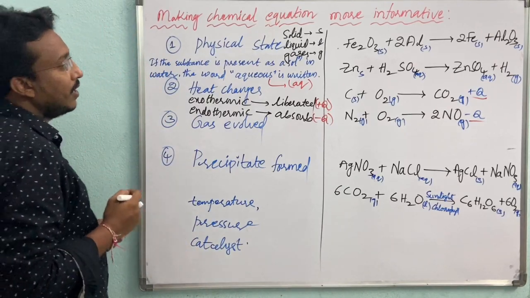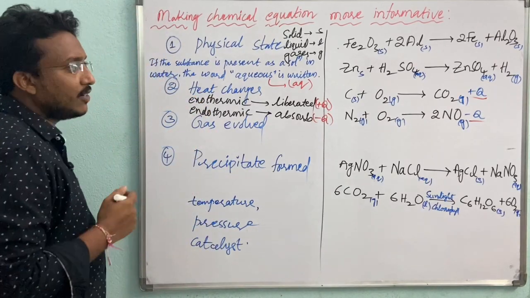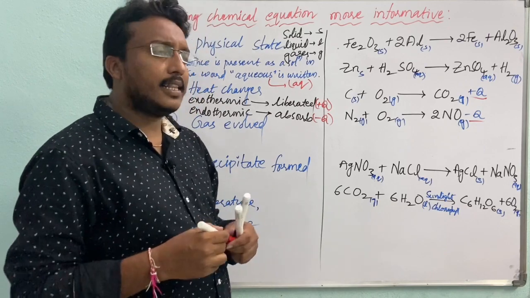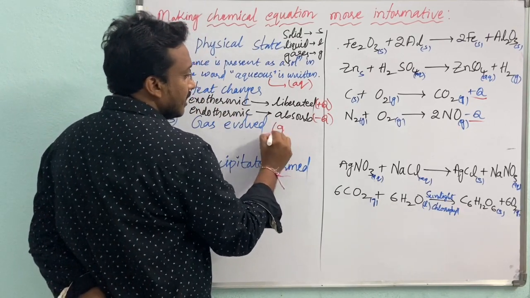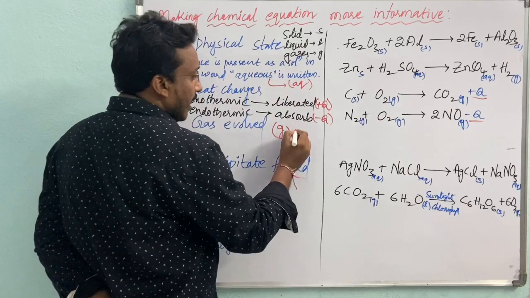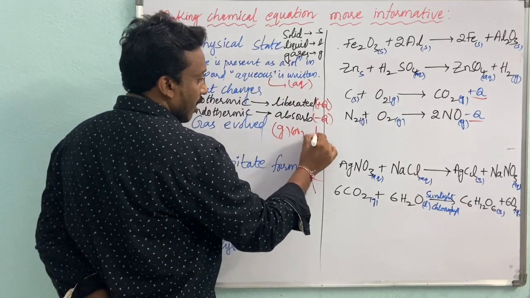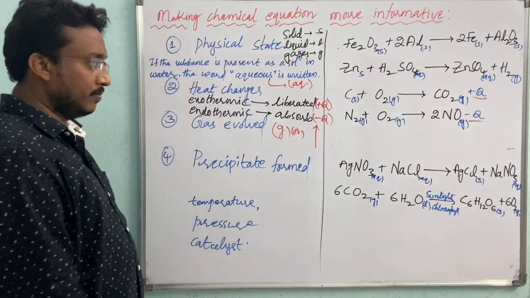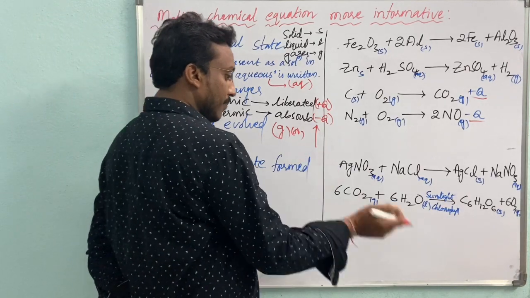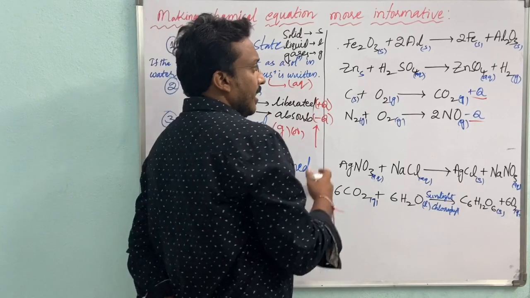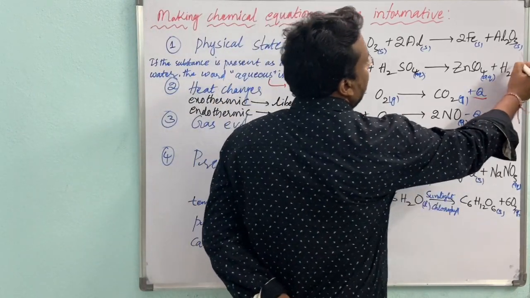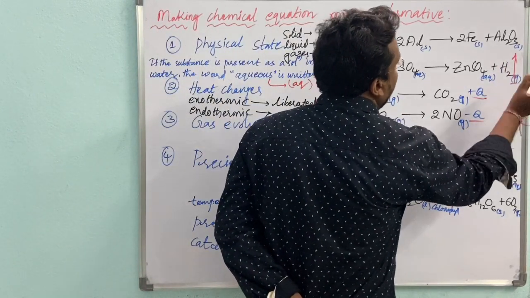This is one more, the second one. The third one is gas evolved. When a gas is evolved, we designate it with G, or otherwise with an upward arrow. What is it? Upward arrow. That means the gas is released out.